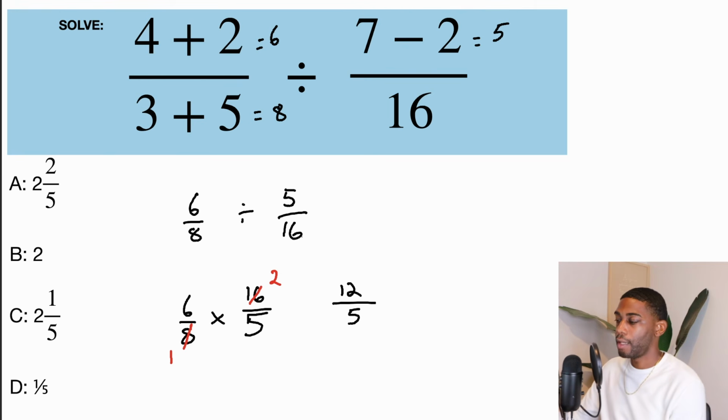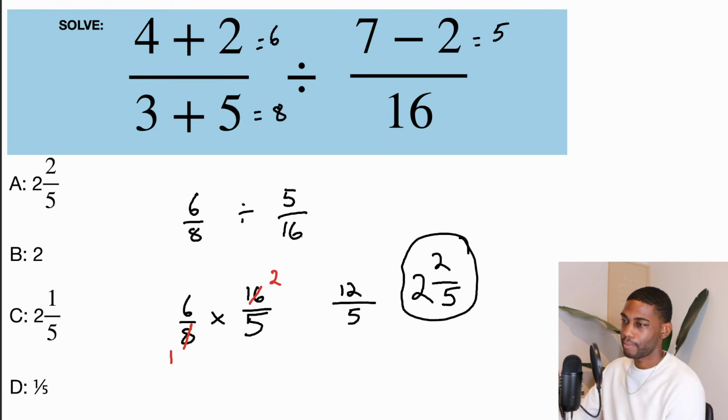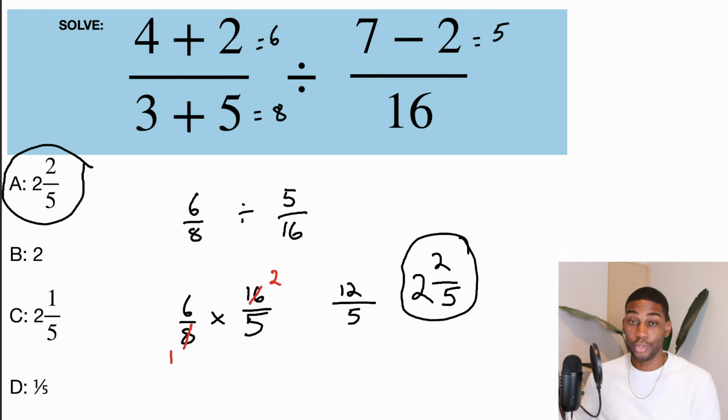So 5 goes into 12 a total of 2 times. 5 times 2 is 10. It has a remainder of 2, and the denominator stays the same. 2 and 2/5. And that, ladies and gentlemen, is how you divide fractions.